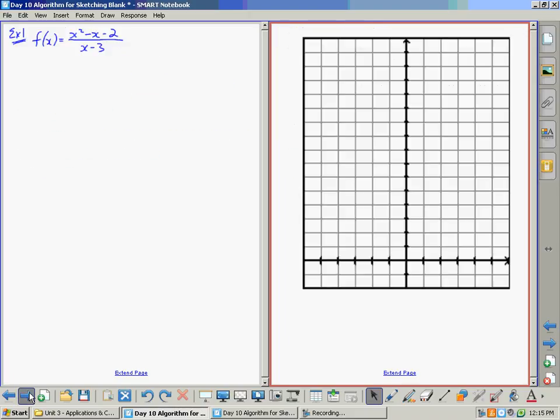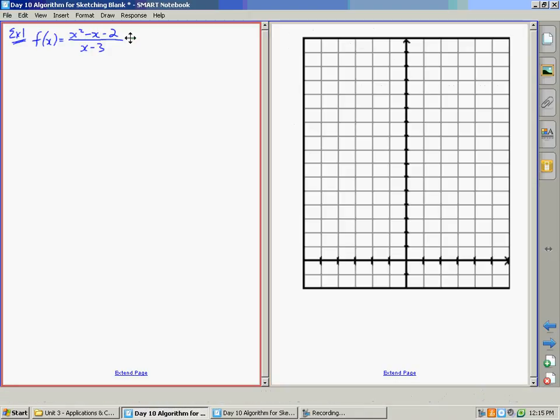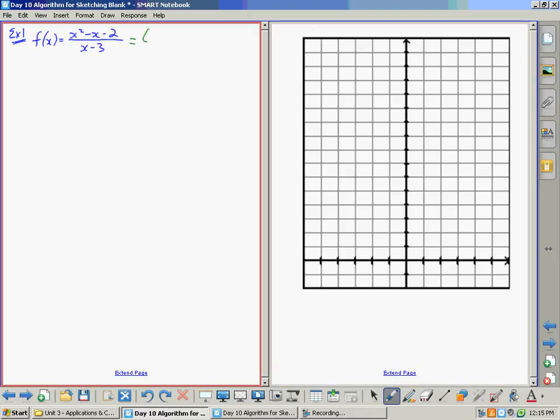So, first things first, as always, we'd like to put it in a factored form. So we've got x minus 2, x plus 1, all over x minus 3. So step 1, vertical asymptotes. Of course, it's the values for x that are going to get me a 0 on the bottom. I know we all can see 3 is the vertical asymptote.